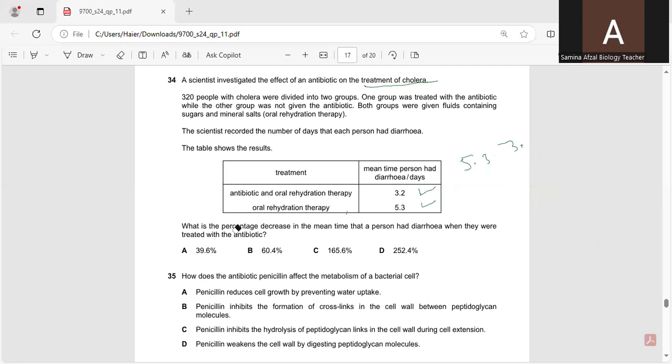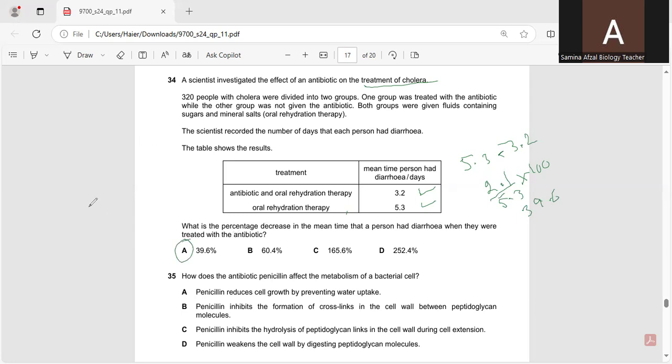So here you can write in this way, minus 3.2. So the answer is 2.1. We will do 2.1 divided by 5.3 multiplied by 100. So the answer will be 39.6. So A is the correct option.